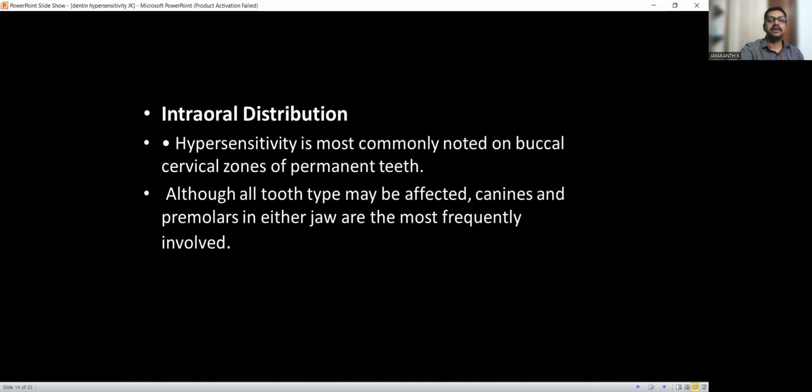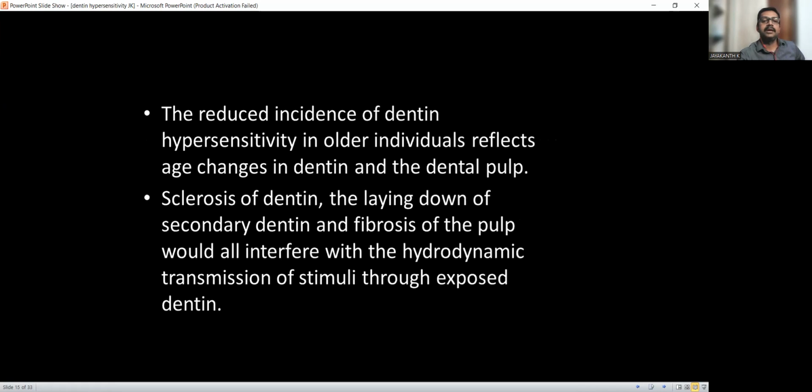Coming to the intraoral distribution. Hypersensitivity is most commonly noted on buccal cervical zones of permanent teeth. One of the reasons could be increased toothbrush abrasion causing exposure of the dentinal tubules and the root dentin. Although all tooth types may be affected, canines and premolars in either jaw are the most frequently involved.